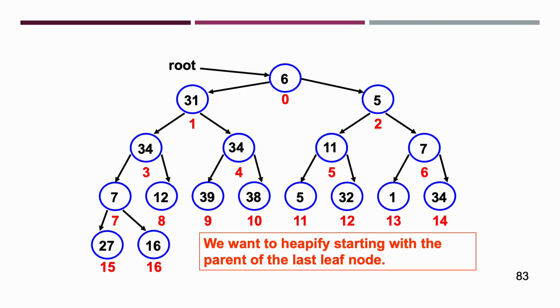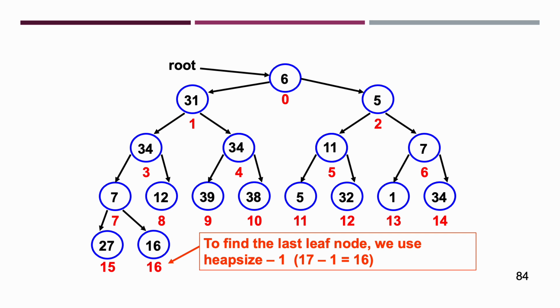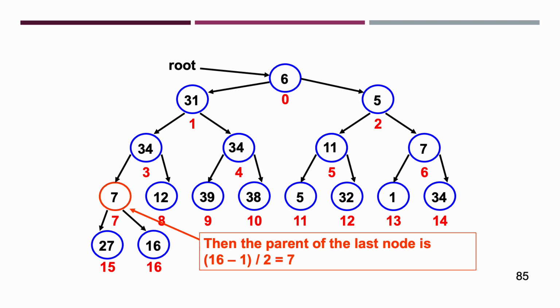So we want to heapify starting with the parent of the last leaf node, which is 16. To find the last leaf node, we use heap size minus 1. The heap size is 17, and we are subtracting 1, which is 16. Then the parent of the last node is (16 minus 1) divided by 2, which is 7.